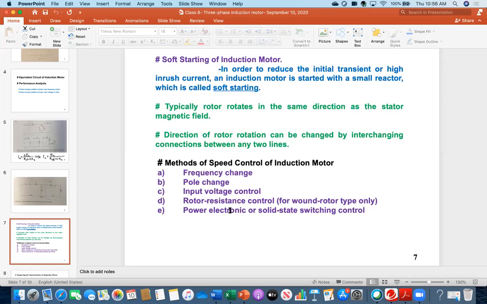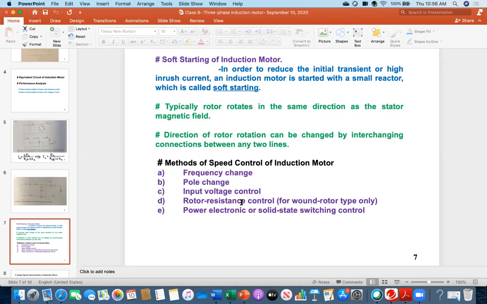And then there are other methods. Therefore, this input voltage control from the input side is frequency and pole control in terms of magnetic field speed. But then you can go to the rotor circuit, from the rotor side: rotor resistance control, for wound rotor type only. You remember that in the last class, we were discussing that there are two types of rotor.